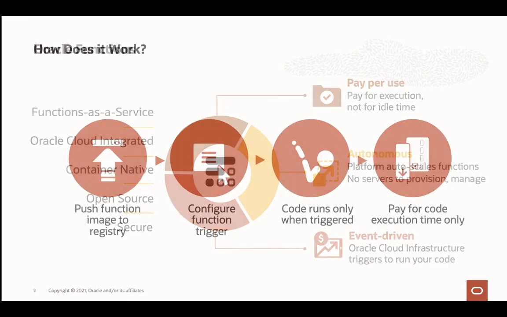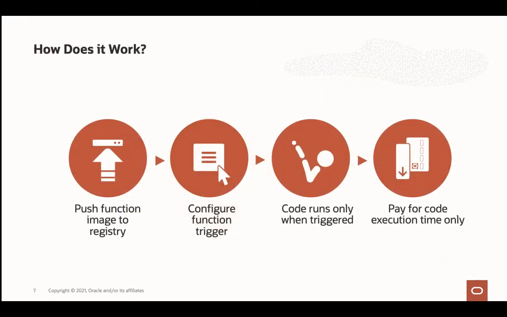There are a number of event triggers in Oracle Cloud, which will run your functions automatically for you. So how does the whole thing work? We give you a CLI, you write your function code, you test it, you run the FN build and FN deploy. That will convert your code into a Docker image and push it to the registry.